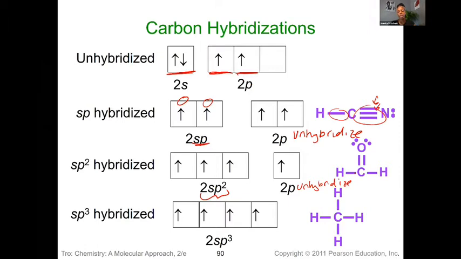Or in a situation like CH4, where I have 4 regions that I've got to account for, now I'm going to be bringing together an s and all 3 of my p's to create 4 equivalent orbitals that are known as sp3. And I can distribute each of the electrons into there. And that will now create 4 equal regions, 4 equal places where I can now align these hydrogens.